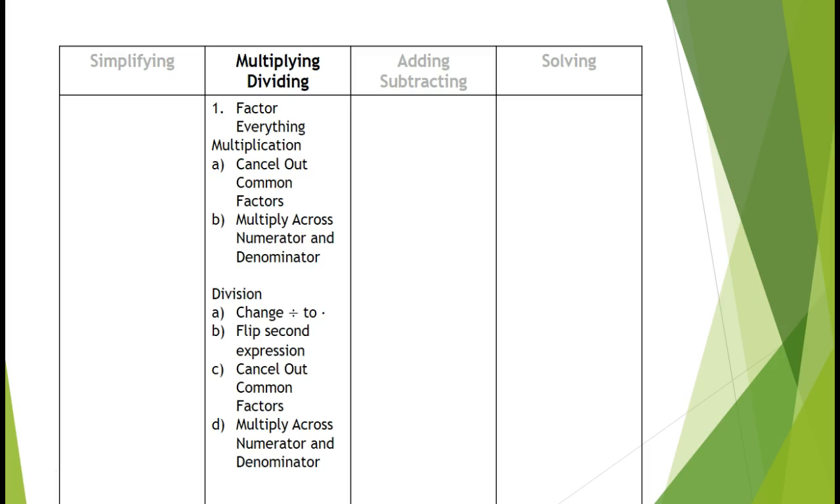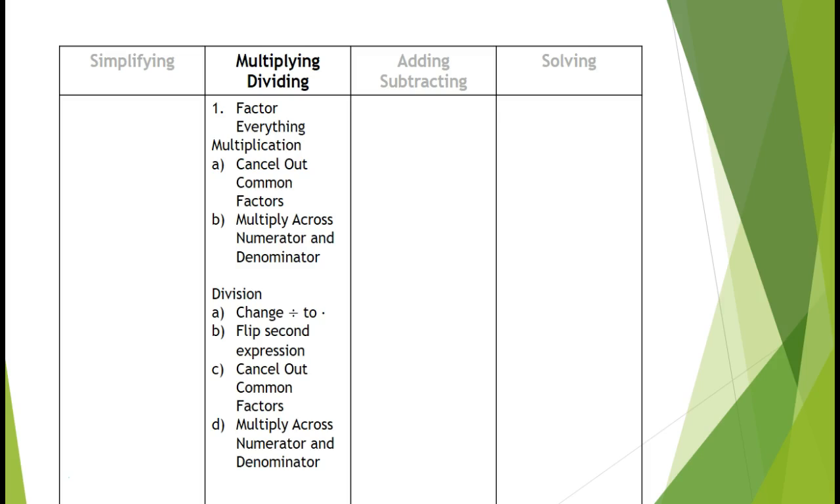What about multiplying and dividing? Those are two sides of the same coin. By that, I mean they have many steps in common. You begin both by factoring everything. With multiplication, at this point, you cancel out common factors and multiply across the numerator and the denominator.